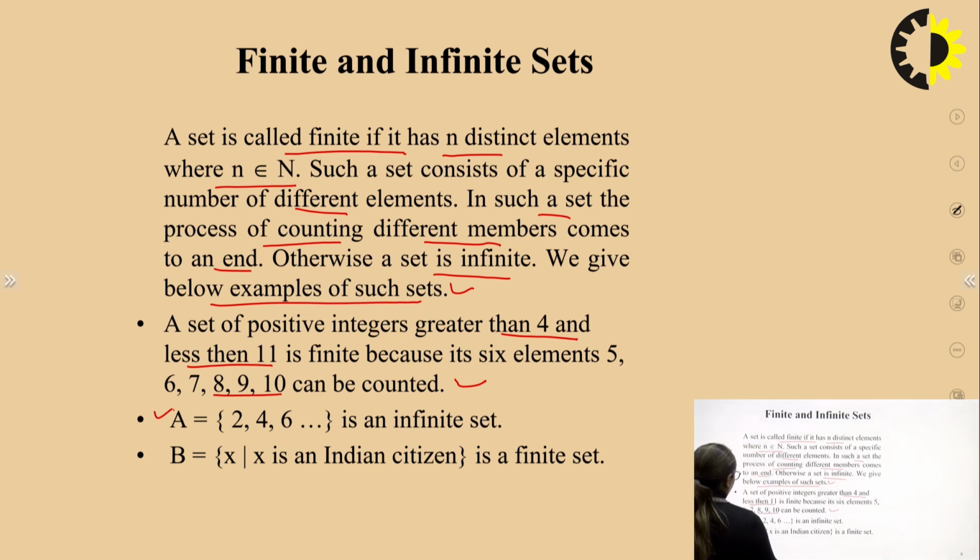Like A = {2, 4, 6, ...}. This is an infinite set because we don't know where these even numbers are ending, right? So it is an infinite set. X is an Indian citizen is a finite set because we can count the population of India, right?